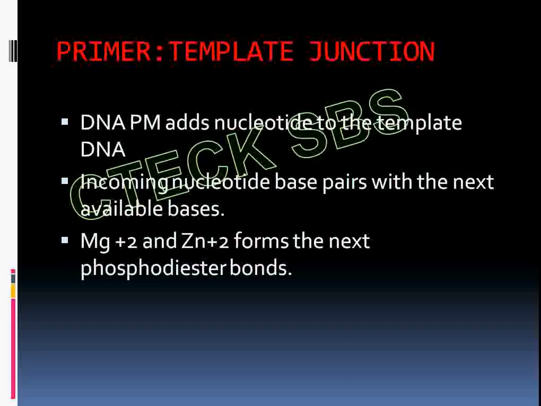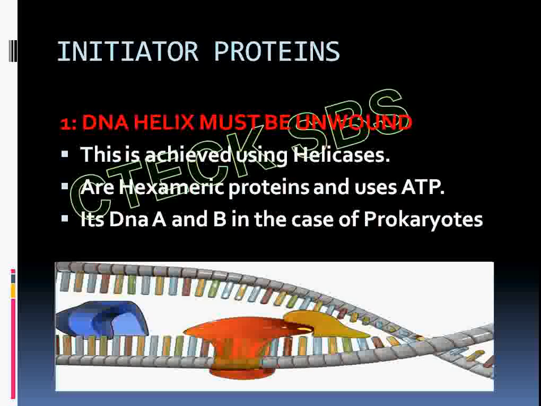Now let's understand what a primer template junction is. A primer template junction is actually the junction between the double-stranded DNA and the single-stranded DNA. At this junction, DNA polymerase comes and binds and starts adding nucleotides. Once it starts adding nucleotides, the phosphodiester bond needs to be formed. Otherwise, how will the nucleotide chains bond and how will that other strand of DNA form and how will the single-stranded DNA convert into a double-stranded DNA? So for that, magnesium ions and zinc ions are required to form the phosphodiester bonds. And certain initiator proteins are required, of course.